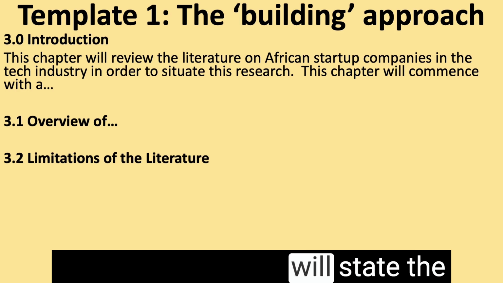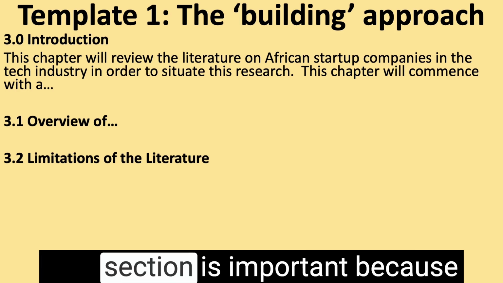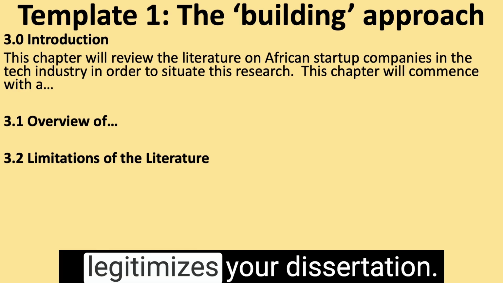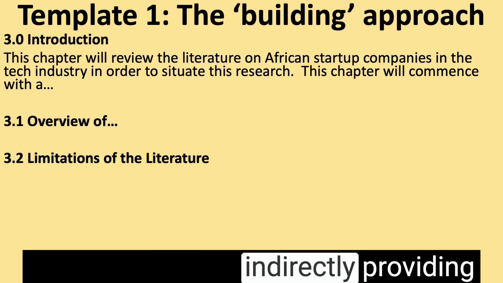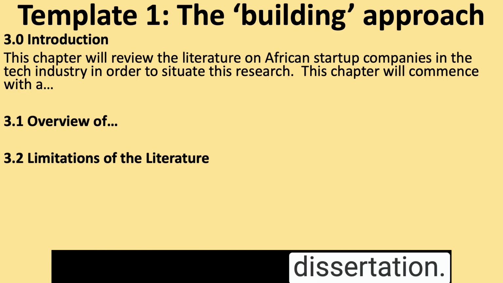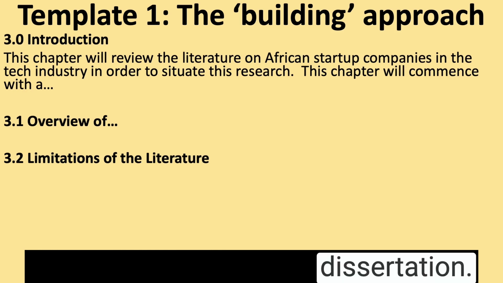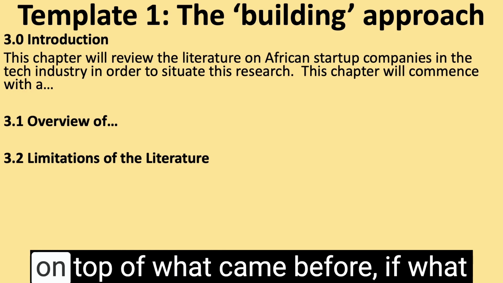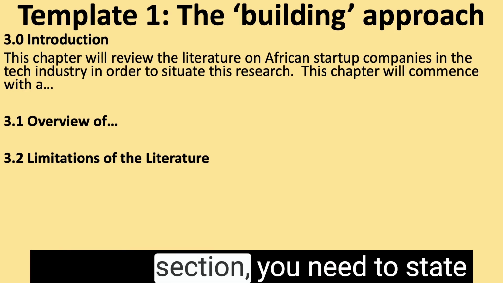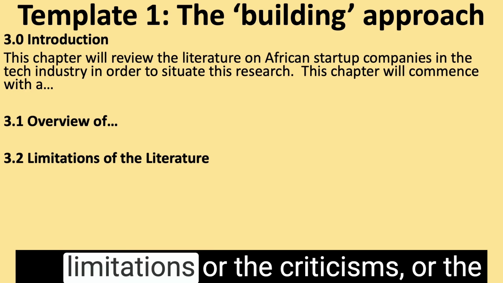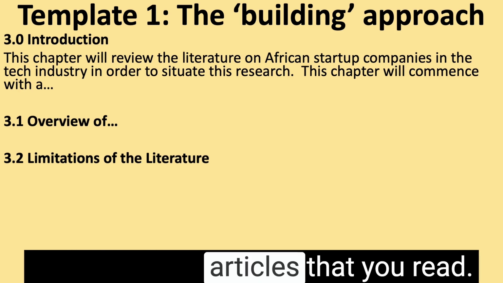The next section is 3.2, Limitations of the literature. In this section, you will state the limitations that you found in the articles and books that you read. This section is important because it legitimizes your dissertation. By you showing the limitations in the literature, you are indirectly providing a rationale for your dissertation. If there were no limitations, then there will be no need for your dissertation. There is no need to put your dissertation on top of what came before, if what came before had no limitations. So in this section, you need to state the limitations or the criticisms or the problems or the gaps that you found in the books and articles that you read.